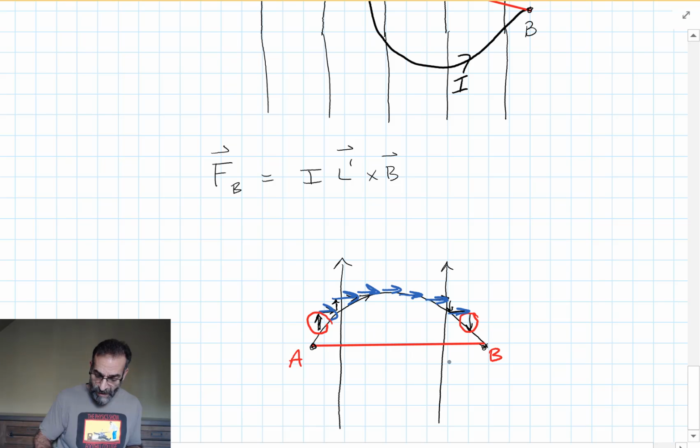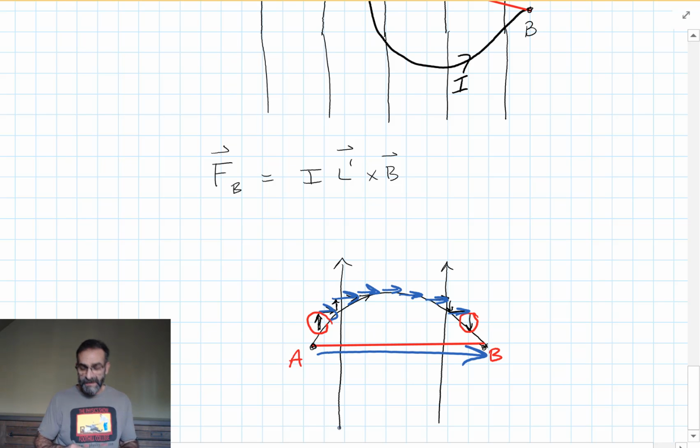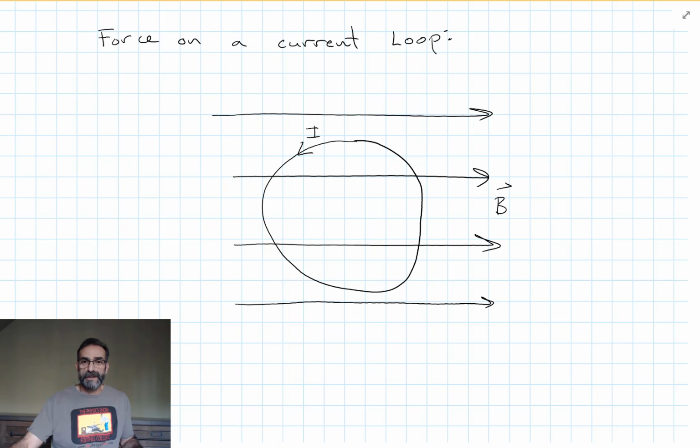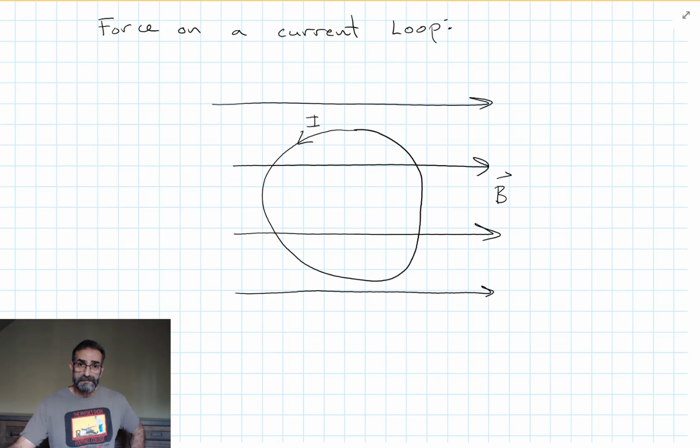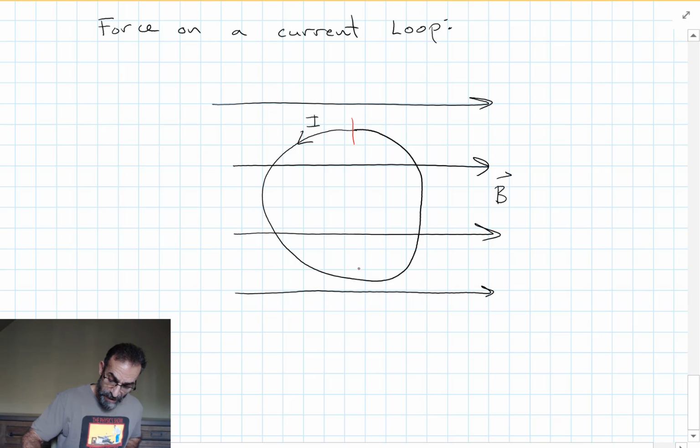And what do you get when you add those up? You just get the straight line path from A to B. Let's take a look at a current carrying loop of wire. What do you think the magnetic force is on this loop of wire? It might be easier to see if we think of this wire loop as sort of two half loops. I'll separate it here. Half of the loop has current flowing in this direction, and half of the loop has current continuing in the counterclockwise direction, like that.